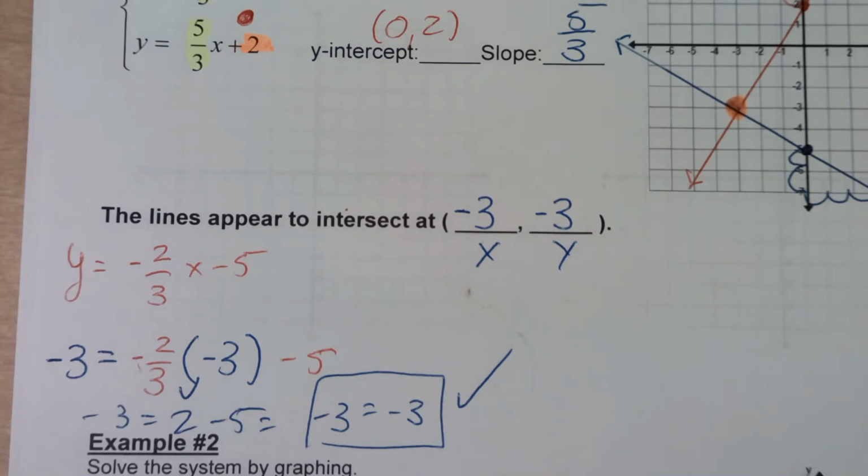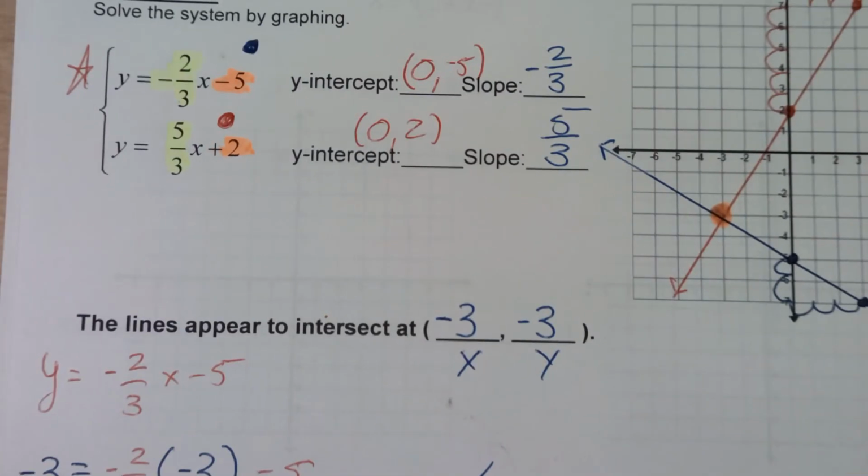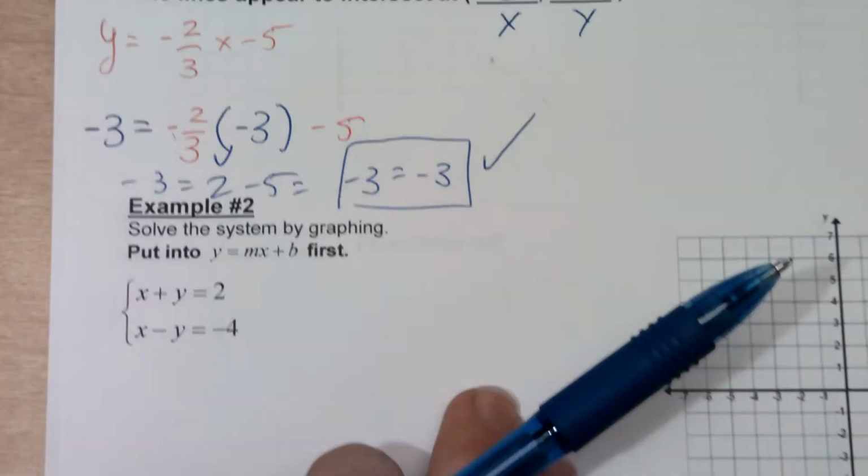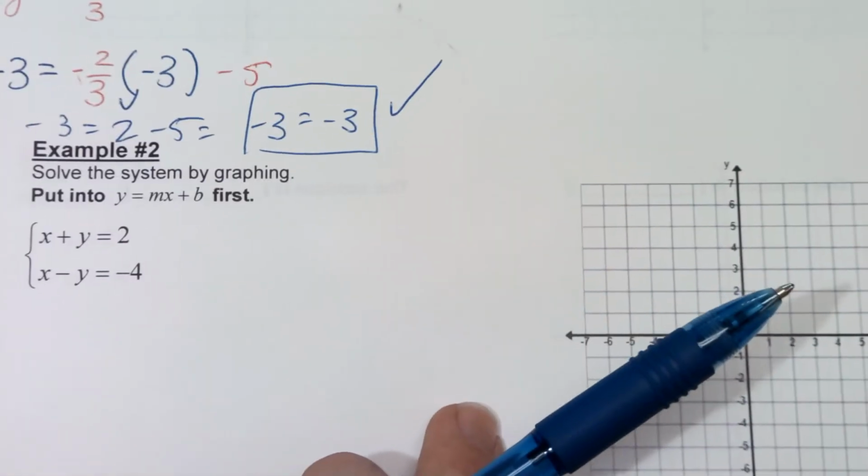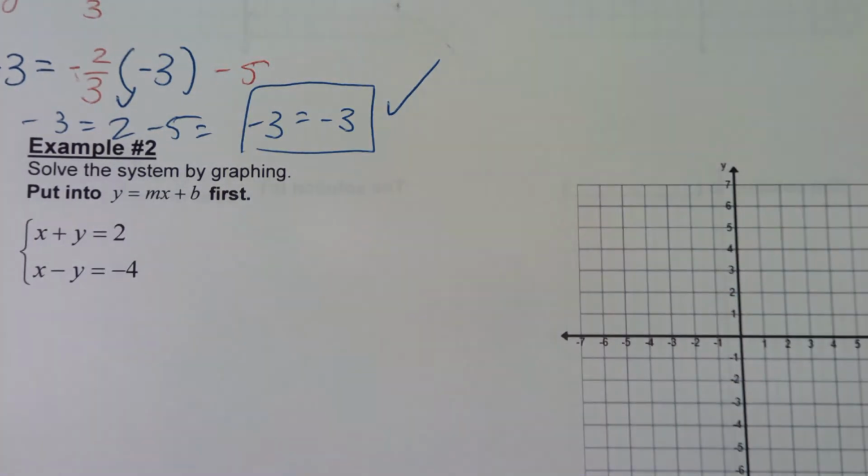All right, let's take a look at example 2 now. Again, after example 1, we are not done after we find the point of intersection. We also have to plug our numbers of our point of intersection back into our original equations. If you look at example 2, you'll notice that our equations are not in y equals mx plus b form. So we have to solve them for y and put them into y equals mx plus b form before we can solve this.